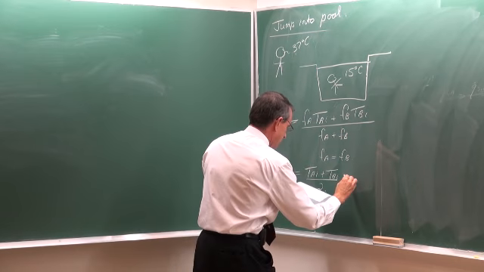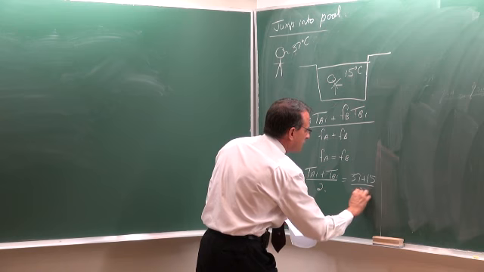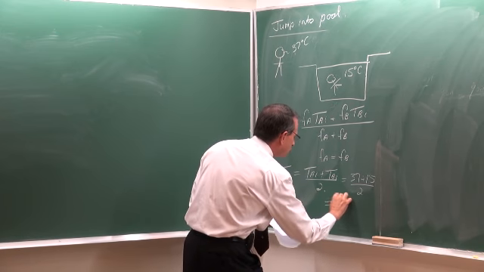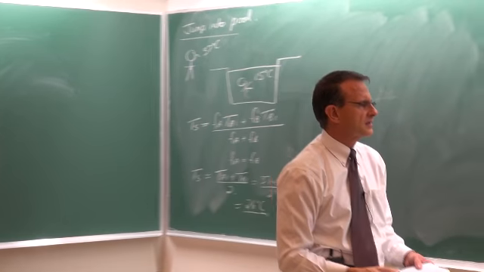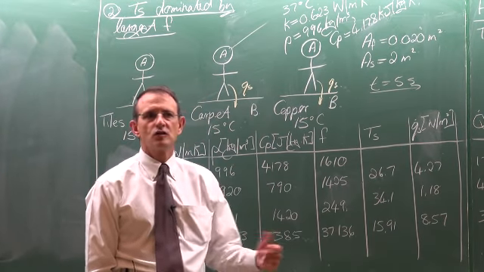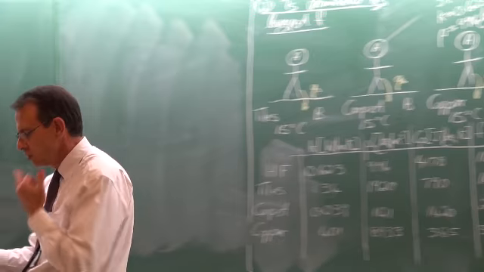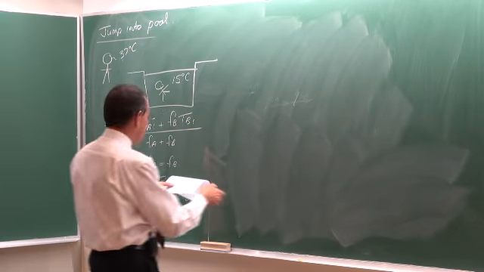which is equal to 37 plus 15 divided by 2, which is equal to 26 degrees Celsius. Now, if we look at this, we would say, oh, well, that is not so bad, is it? 26 degrees Celsius, your surface temperature jumping into the pool. But let's look at the heat flux.